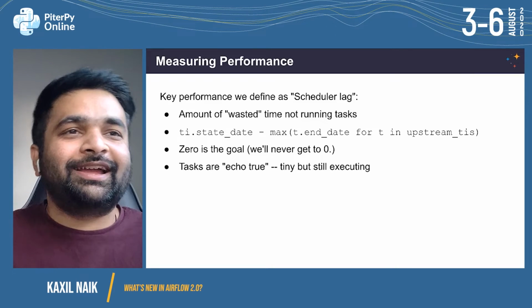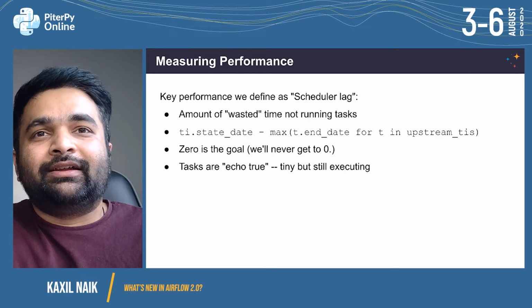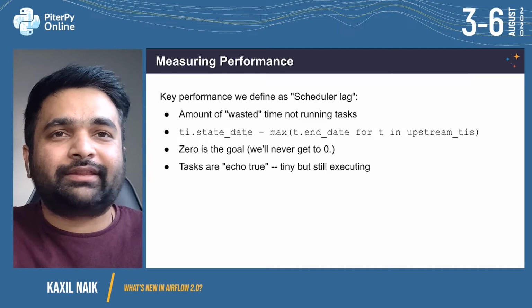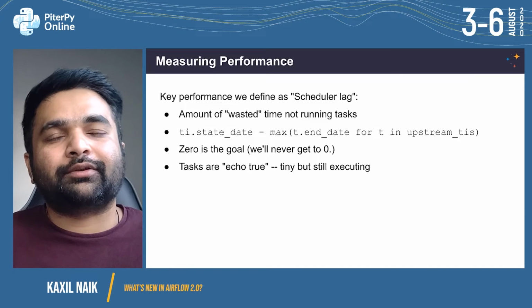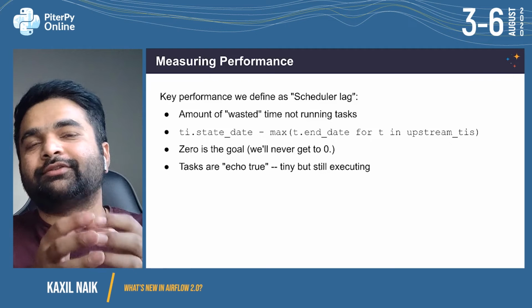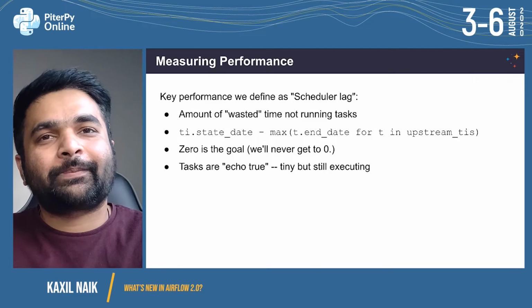0 is the goal, but we know we'll never get to 0. All the tasks we are running are echo true, they are doing nothing but just printing true, because the actual time of the task execution does not matter. What matters is the delay between the tasks.